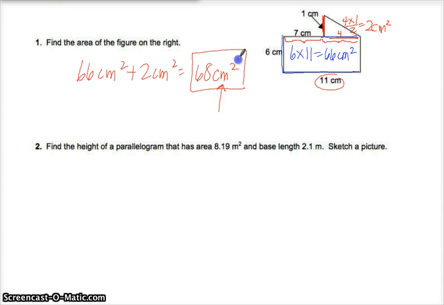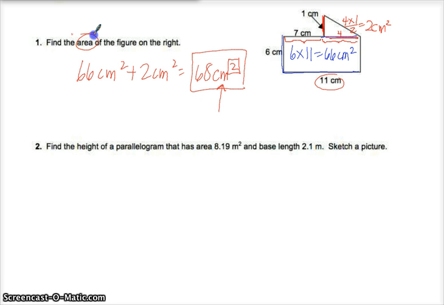Notice I always have units. Notice the units are squared because we're talking about area. You need to get into the habit of labeling with the units and the proper exponent. So please make sure you have your answer of 68 centimeters to the second power, centimeters squared.